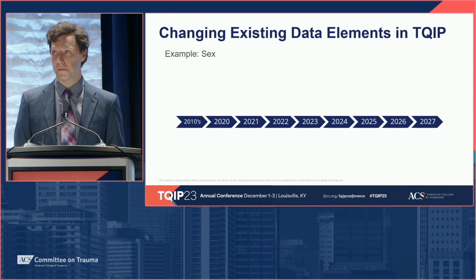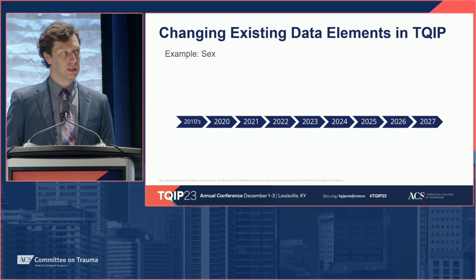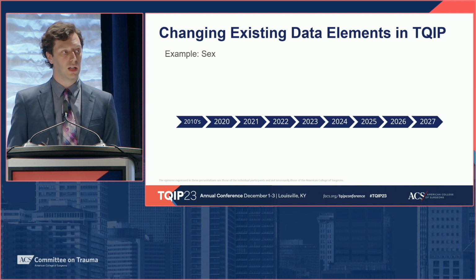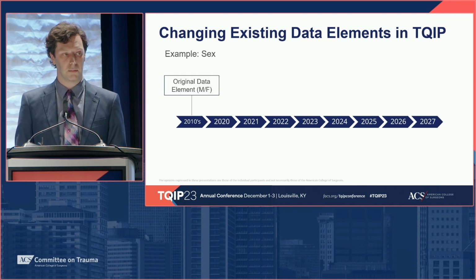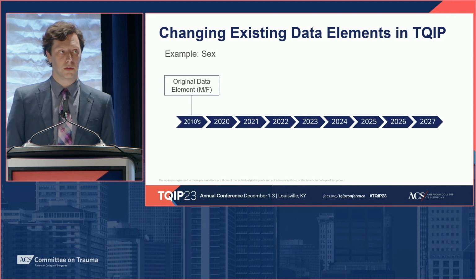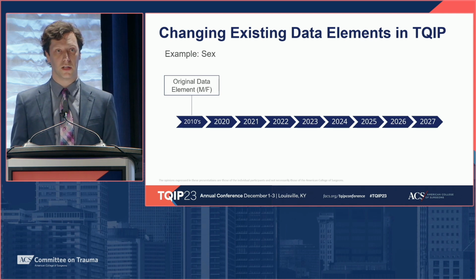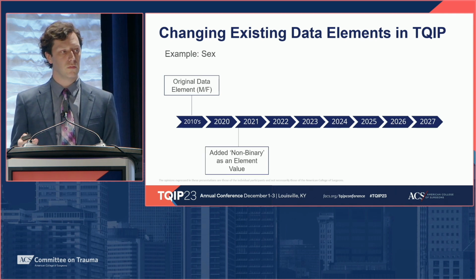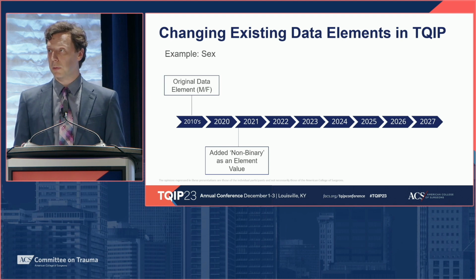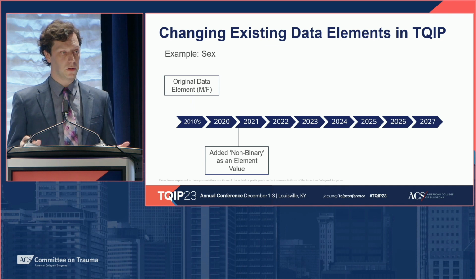And we also have to change variables sometimes. So for instance, our sex variable was initially male or female for a long time. On our end, we actually only reported the percentage of patients at your center who were male. And then we just let you figure out the remainder as the percentage who were female. But non-binary was eventually added as a data element. So we then had to decide how we were going to handle that.